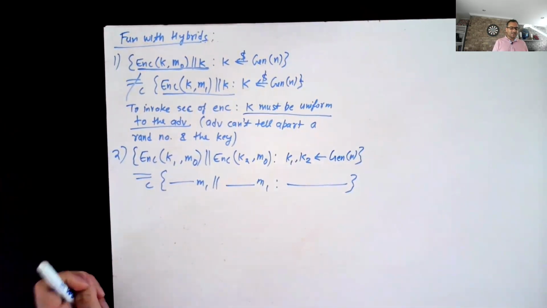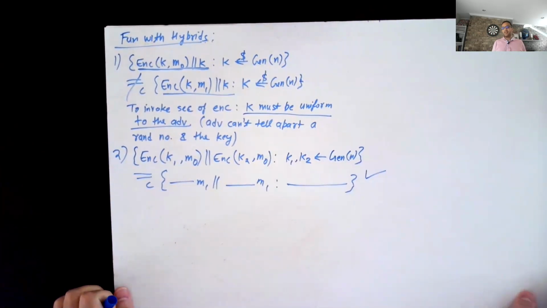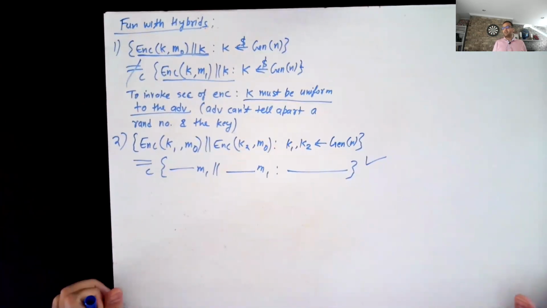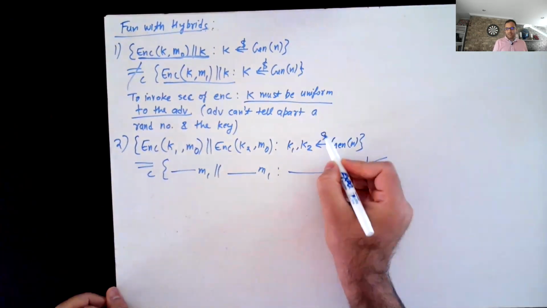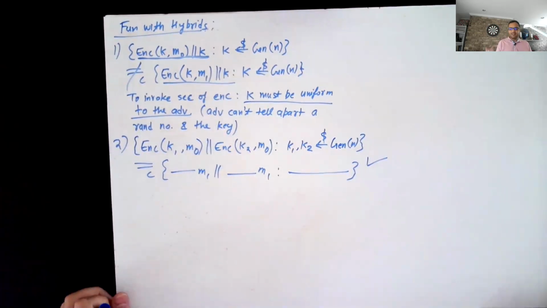Okay, yeah, so this is actually correct. This is because the security of the encryption scheme does not rely on the message being private. It only relies on the key being sampled uniformly. You can actually try to prove this using a hybrid argument, a more detailed hybrid argument.